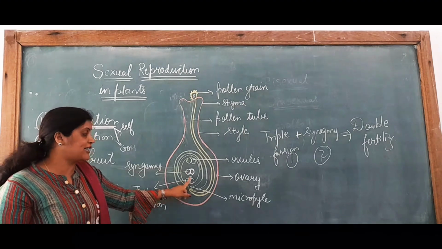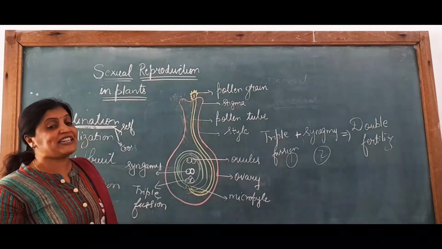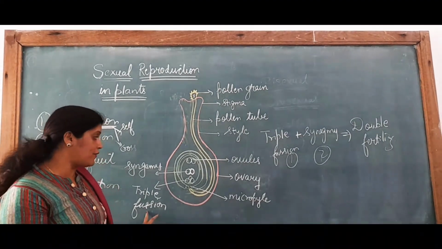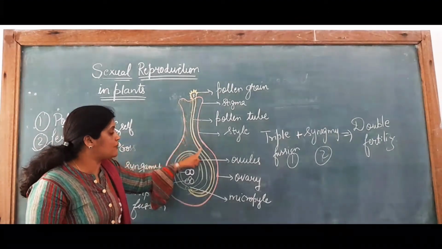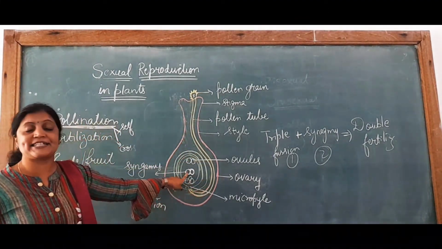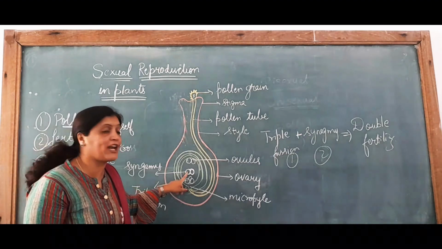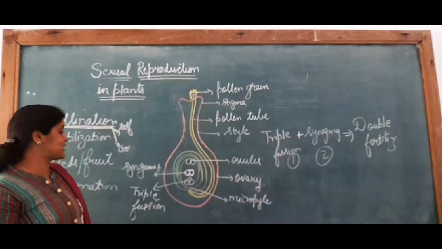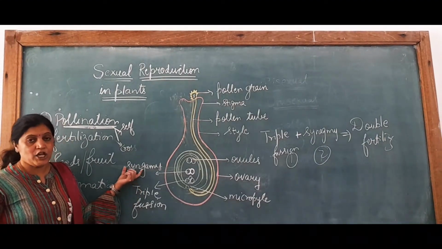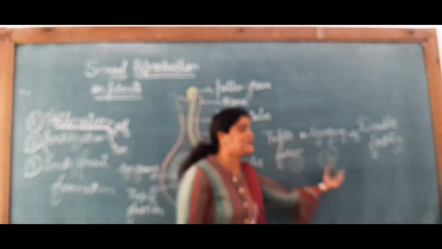So 1, 2 and 3. There is a fusion between three gametes. It is called triple fusion. The second nucleus comes through the pollen grains, fertilizes the centrally located ovule, which is called syngamy. So here there are two fertilizations, one triple fusion and the second syngamy.